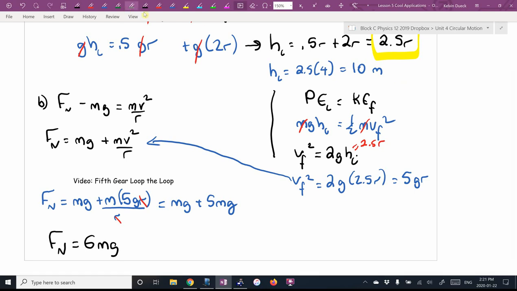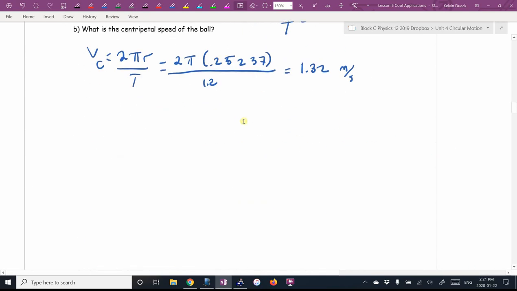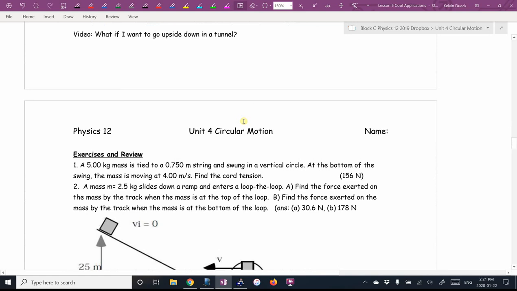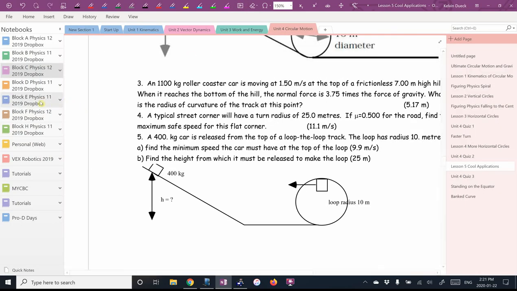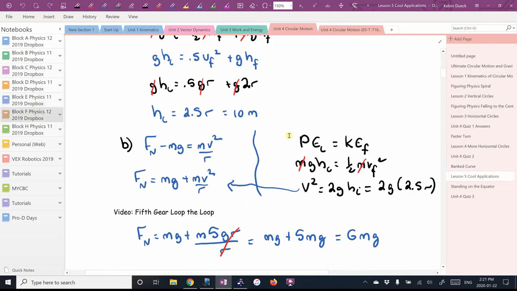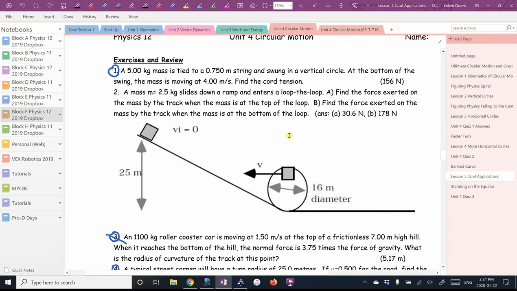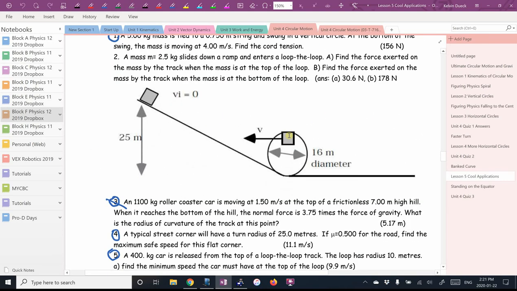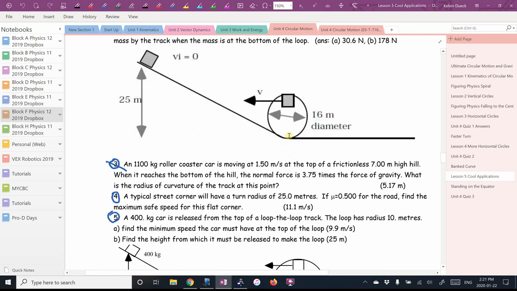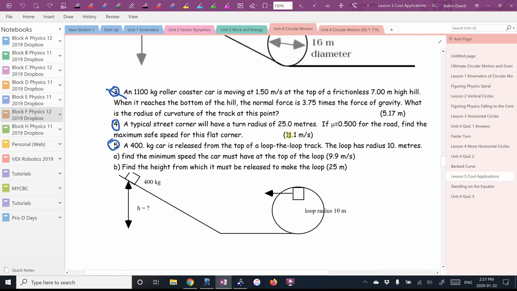What's your homework? You can cross out, number one is good. Cross out two. Skip three. Four is good. Five is an example of the question we just did. It's the roller coaster loop.